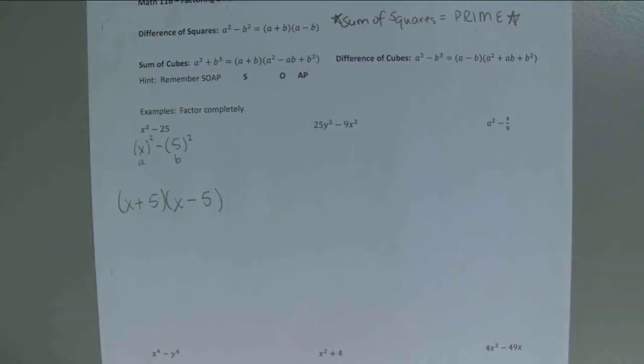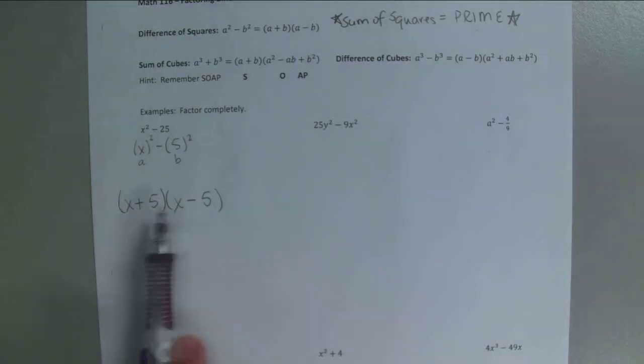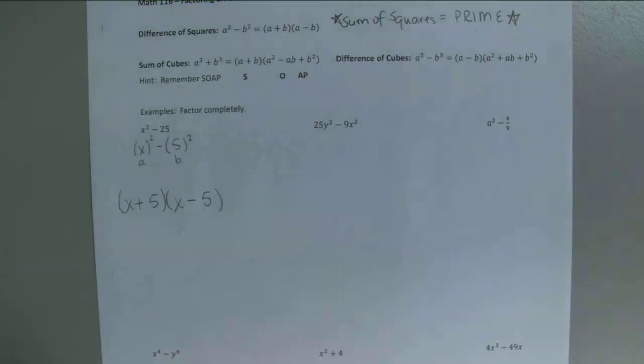All right? And why this works is because you'll get that x squared term. Maybe x times x will give you x squared. You'll get that minus 25. 5 times negative 5 is negative 25. But what you'll notice is you'll get a negative 5x and a positive 5x that cancel each other out. That middle term's gone. And so instead of a trinomial with a middle term, it's a binomial.